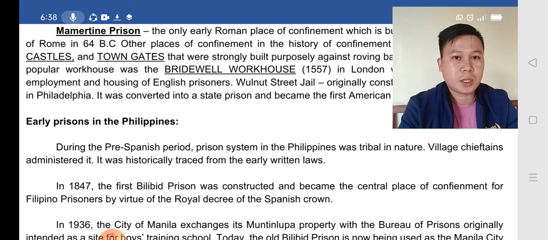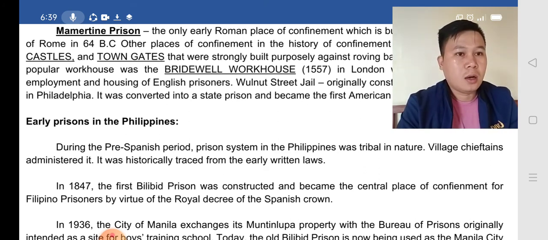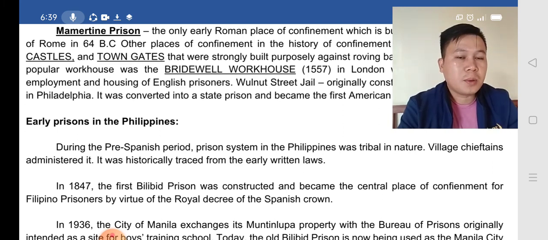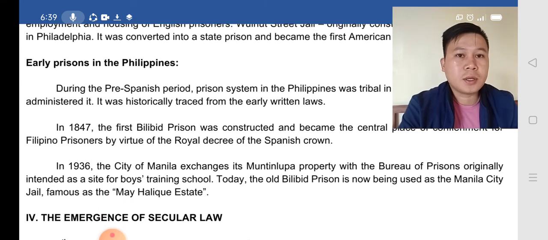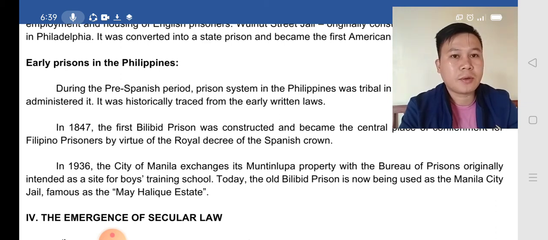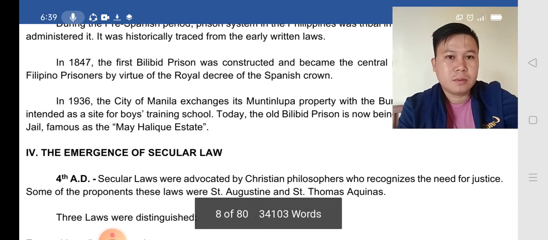In 1847, the first Bilibid prison was constructed and became the central place of confinement for Filipino prisoners by virtue of the royal decree of the Spanish crown. So, first Bilibid prison, Muntinlupa. In 1936, the city of Manila exchanges its Muntinlupa property with the Bureau of Prisons, originally intended as the site for a boys training school. Manila City Jail, famous as the May Haligi Estate.